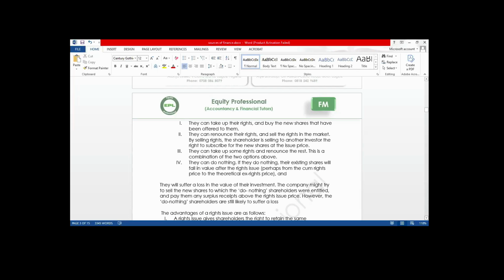Option 3, shareholders can take up some of the rights and renounce some of the rights. Option 3 is a combination of option 1 and 2.